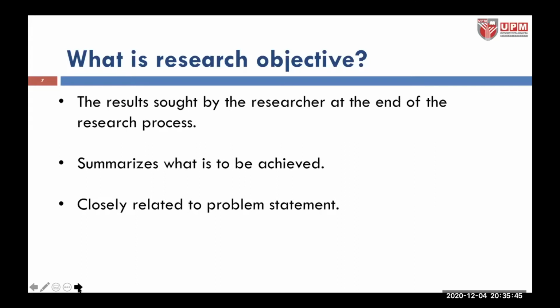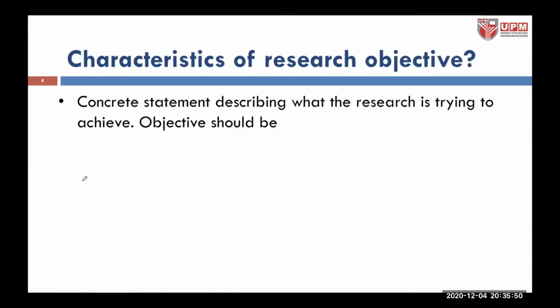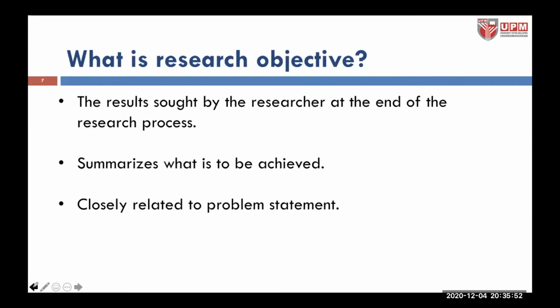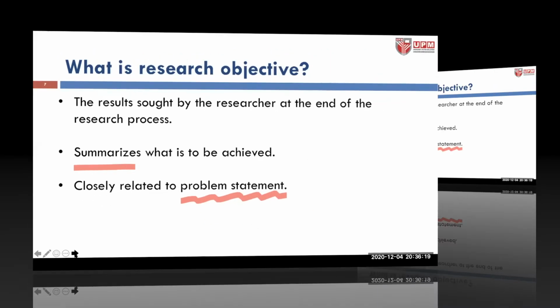It is stated in the research objective, and a research objective also summarizes what is to be achieved. So it clearly states what is actually going to be achieved at the end of the study, and of course it is closely related to the earlier problem statement that you have already defined. In our previous lecture, you have already looked at how to write a good problem statement.